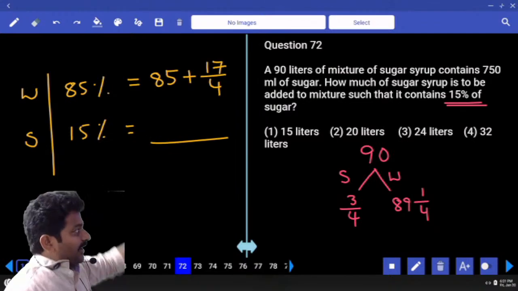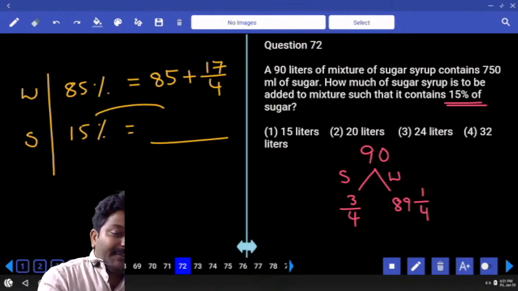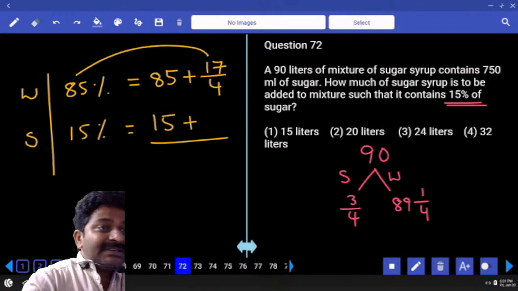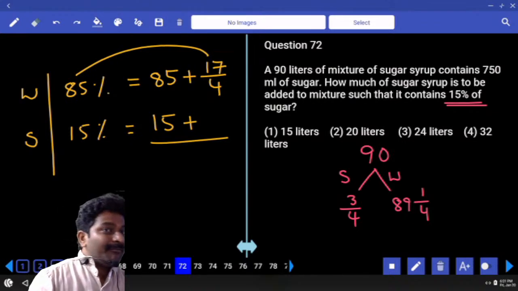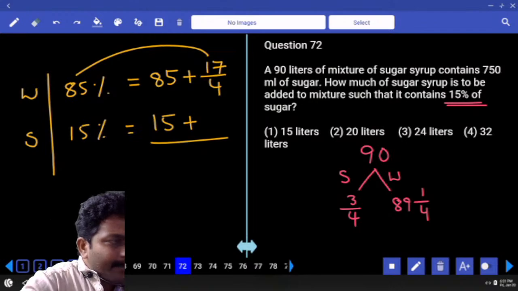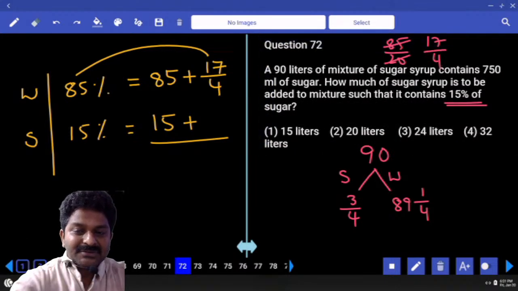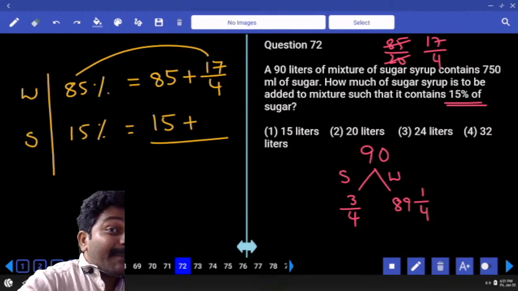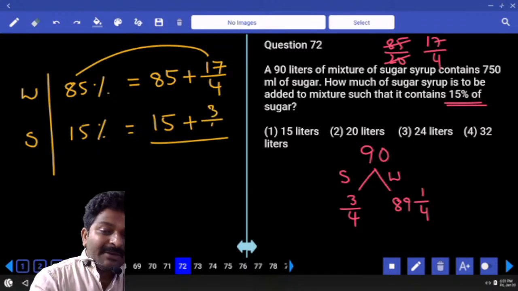Now identify the relation between 85% and the right hand side value. 85% becomes 85, then 15% should directly become 15 only, plus 85 becomes 17 by 4. What is the comparison? First of all, divide it by 20 only. 85 by 20, 5, 17 times, 5, 4 times. 17 by 4. That's what we have. Correct. Divided by 20. Apply the same. 15 by 20. That is 3 by 4 only.